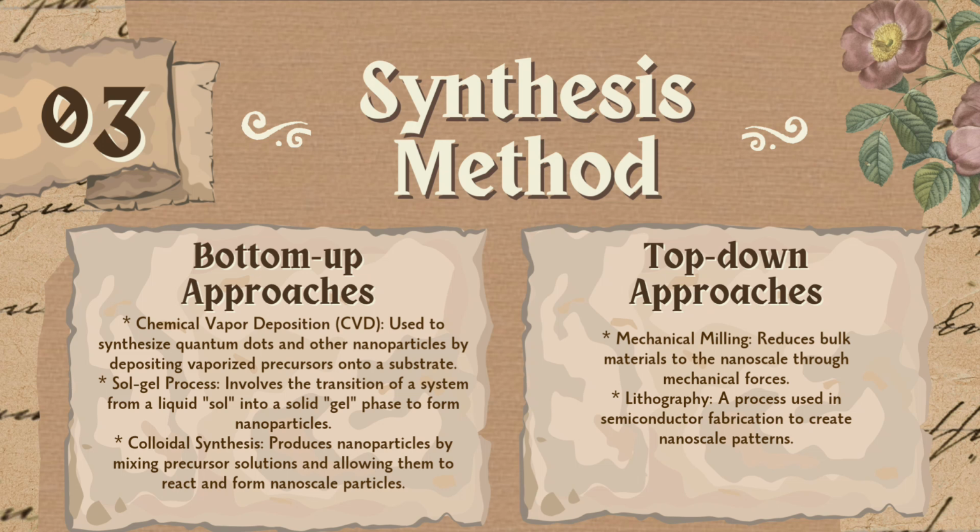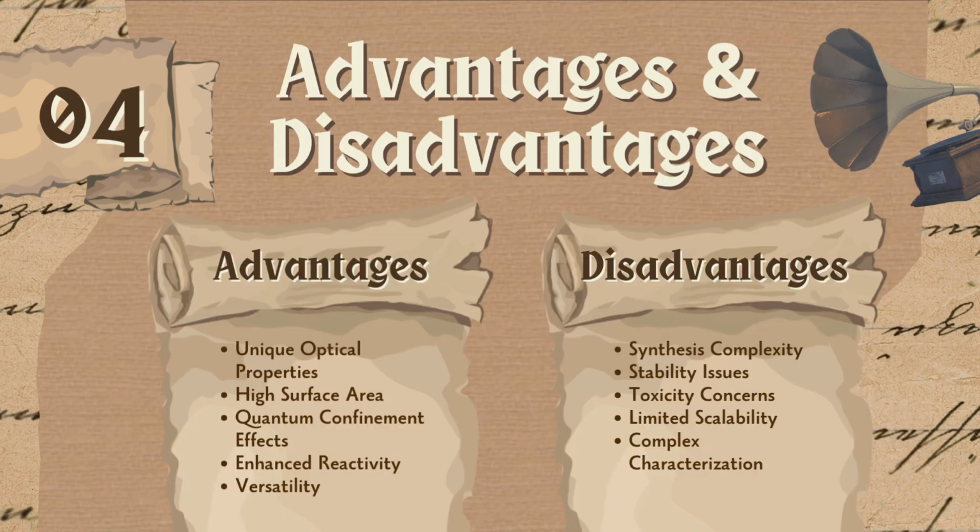Each synthesis method has its advantages and limitations, and the choice of method depends on the desired properties and application of the zero-D nanomaterials. Now, let's move on to the advantages and disadvantages of zero-dimension nanomaterials. First, let us take a look at the advantages. So, the first one is unique optical properties. Quantum dots can emit light of specific wavelengths when excited, making them valuable in display technologies, imaging, and sensors.